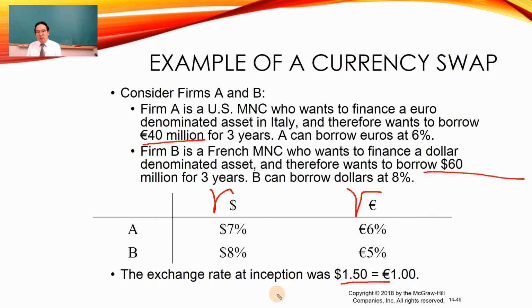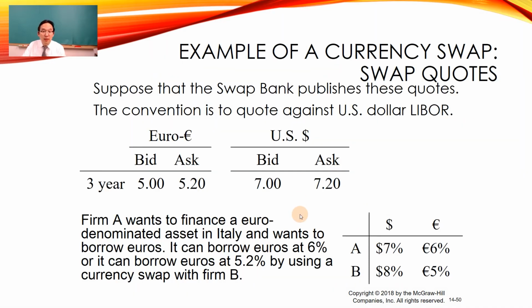All right, so if you look at, yes, you move down to the next slide. Suppose that a swap bank publishes these quotes. The convention is to quote against US dollar LIBOR, and euro and US dollar bid-ask rates are shown over here.